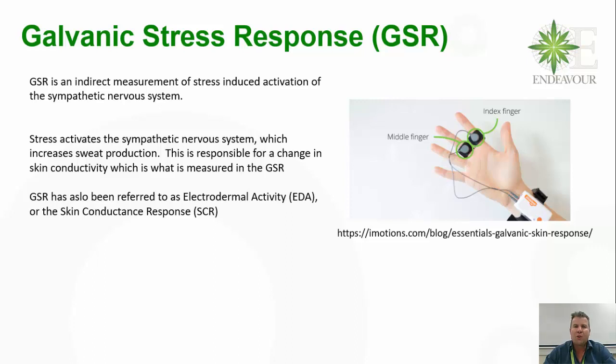Okay, so it's an indirect measurement of stress by looking at how your sympathetic nervous system gets activated and can increase your sweat production. So obviously, when we increase our sweat production, it's responsible for changing the electrical conductivity across your skin, and that's what's measured in a galvanic skin response. It's also been referred to as electrodermal activity or your skin conductance response. But it's basically a very subtle measure of looking at your stress response.